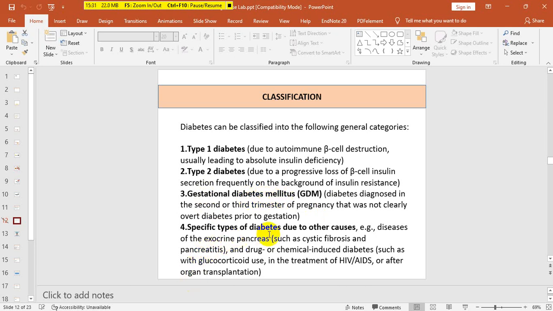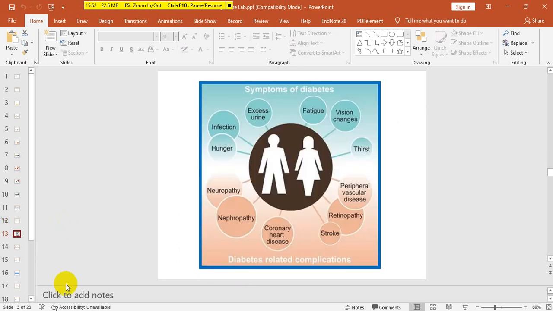We have specific types of diabetes due to other causes. Disease of exocrine pancreas such as cystic fibrosis and pancreatitis, that's infection or inflammation of the pancreas. Drug or chemical induced diabetes such as glucocorticoid use in the treatment of HIV or AIDS or after organ transplantation.